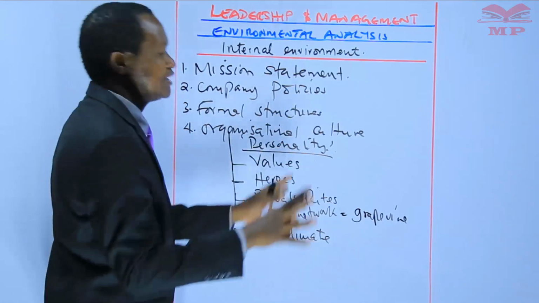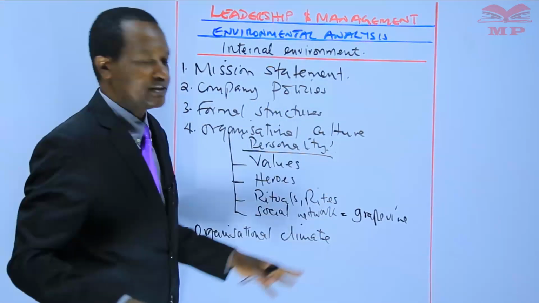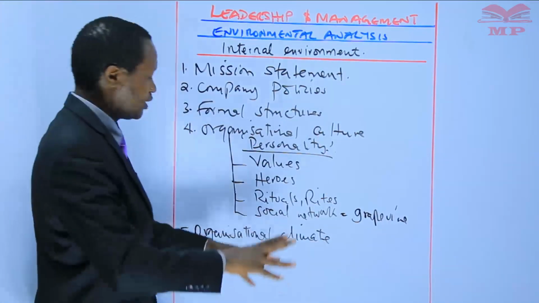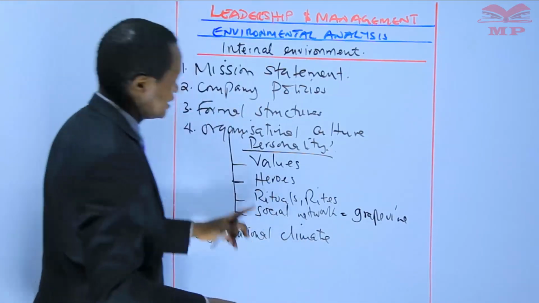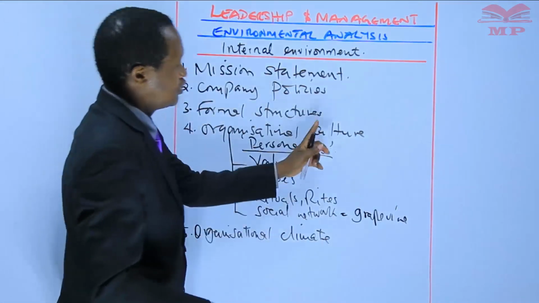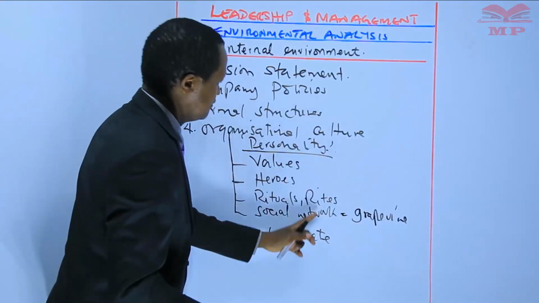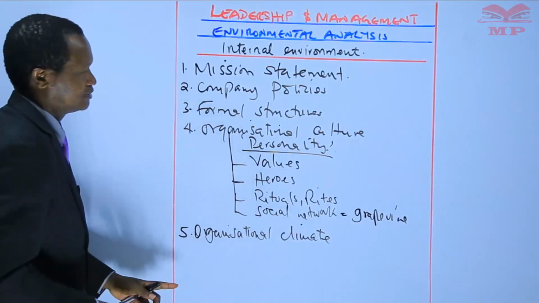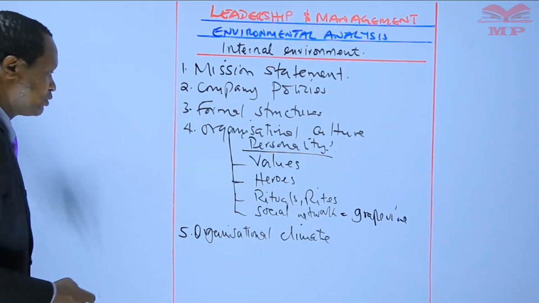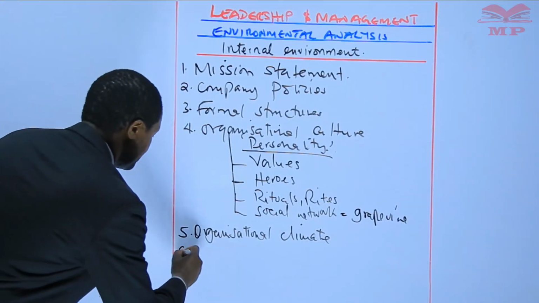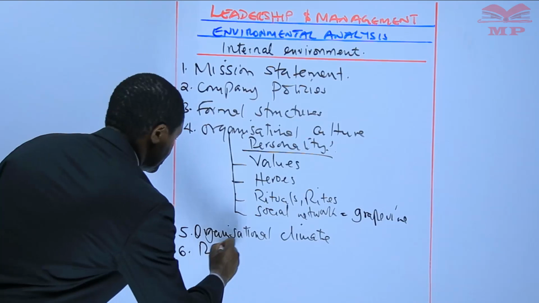The climate, is it conducive? Is it positive? Is it negative? What kind of climate is it? And we're saying organizational climate is a byproduct of all these aspects, organizational culture. Another key component of internal environment, number 6, resources.